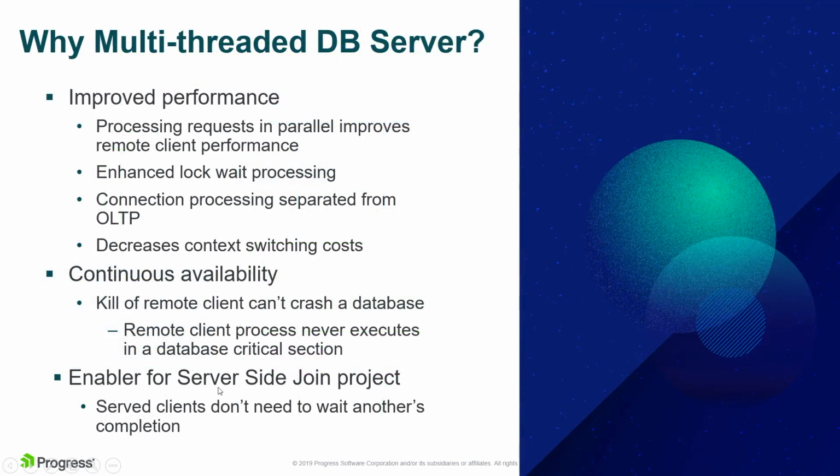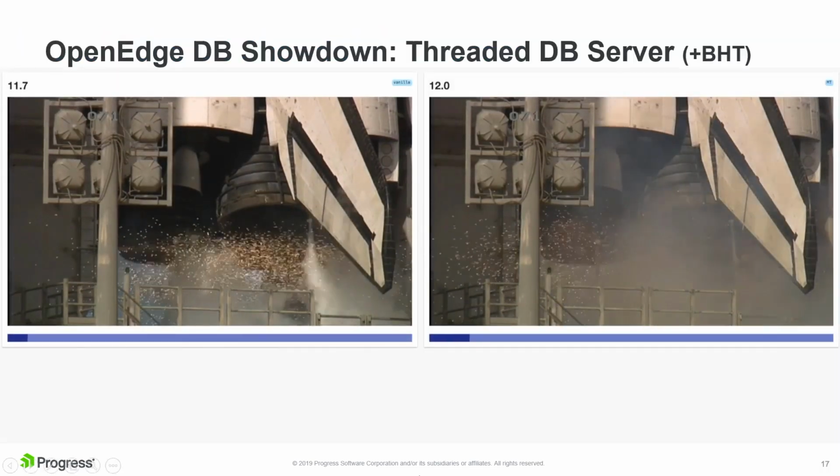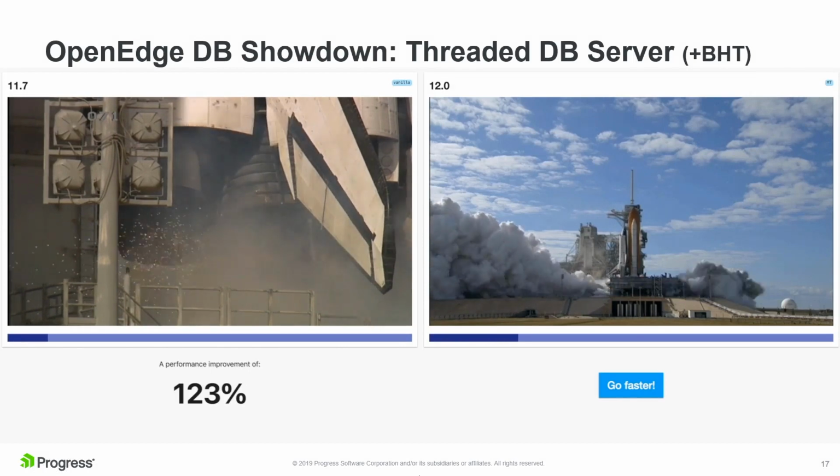So adding multi-threading to the database server provides us with several benefits. Improved performance because multiple requests can be sent simultaneously, so there isn't any waiting. We spend a lot of energy on how to handle waiting requests, spins, naps, things like that, and this can be greatly reduced. Remote clients will be faster, so they don't have to connect directly to shared memory. This creates better availability because killing a remote client won't crash the database. This was also a requirement to enable our server-side join project, which I'll discuss next. Adding multi-threading to our visualization gives you an idea of the benefit we found in our testing.